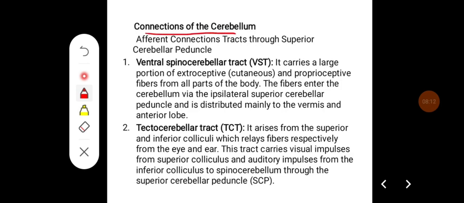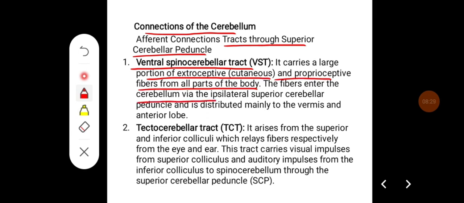Connections of cerebellum. Afferent connections tracts through superior cerebellar peduncle. They are ventral spinocerebellar tract. It carries a large portion of exteroceptive, that is cutaneous, and proprioceptive fibers from all the parts of the body. The fibers enter cerebellum via ipsilateral superior cerebellar peduncle, and it is distributed mainly to the vermis and anterior lobe.